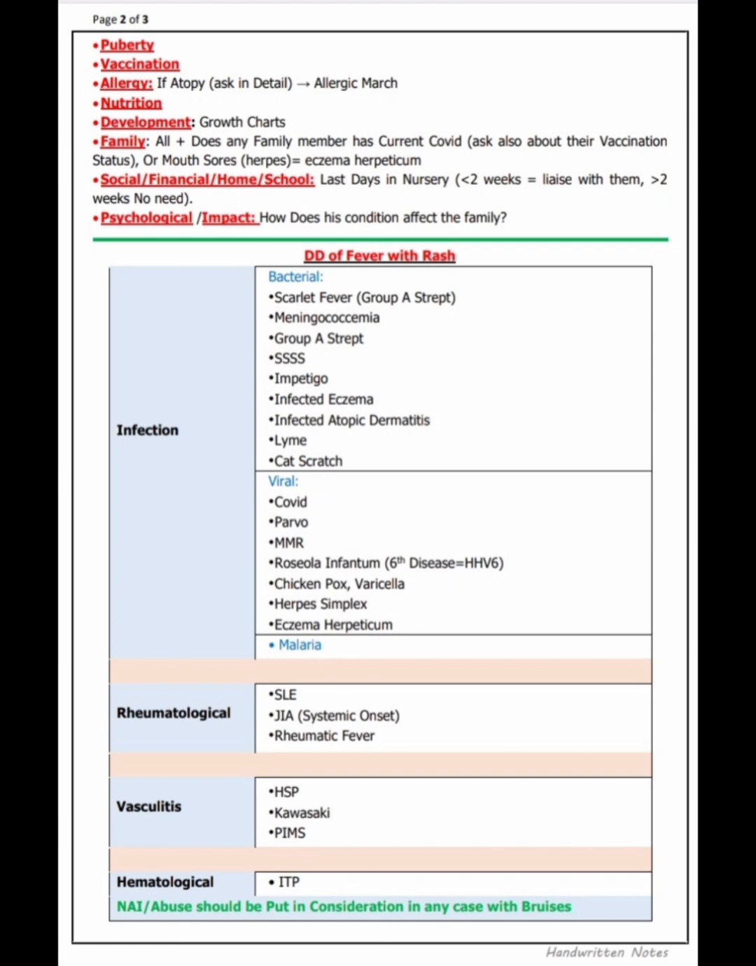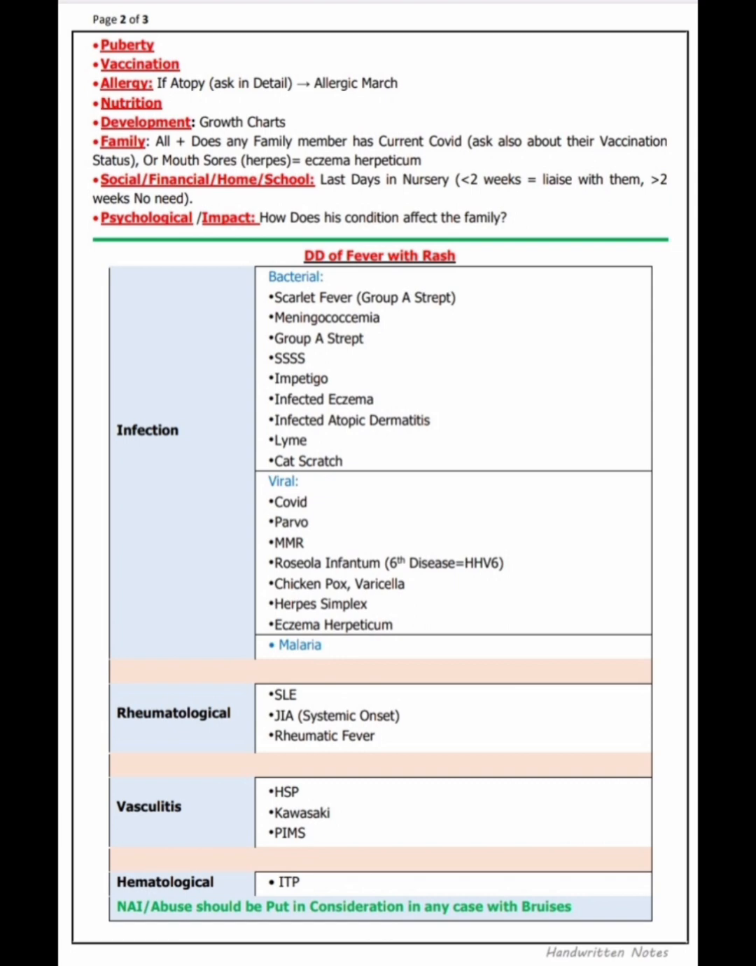Now, when someone complains of this type, what differential diagnoses come to our mind? That is very important. Differential diagnosis of fever with rash. These are infectious causes, bacterial and viral. Bacterial are scarlet fever, that is group A Streptococcus, meningococcemia, then Staphylococcal scalded skin syndrome, impetigo, infected eczema, infected atopic dermatitis, Lyme disease, and cat scratch disease. So in Henoch-Schönlein purpura, pet history can also be taken. Cat scratch disease is one that is also associated with some skin lesions.